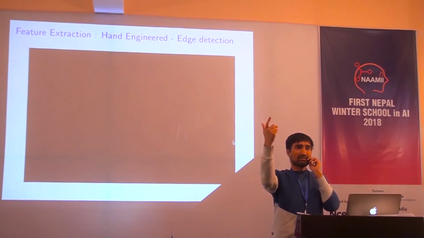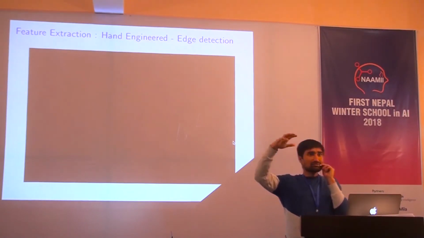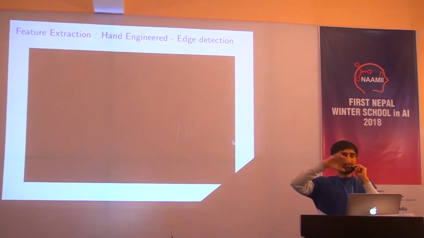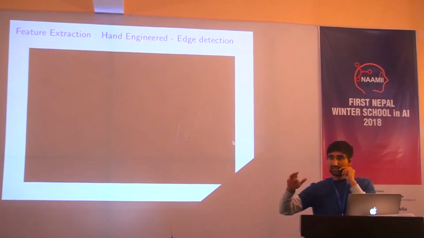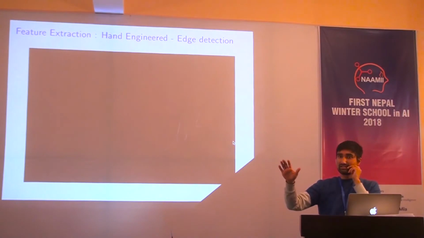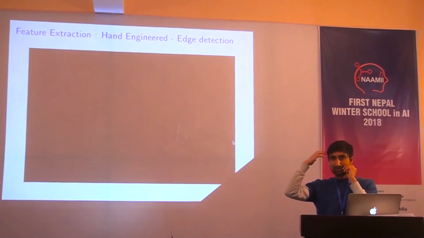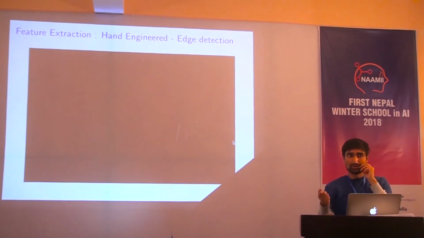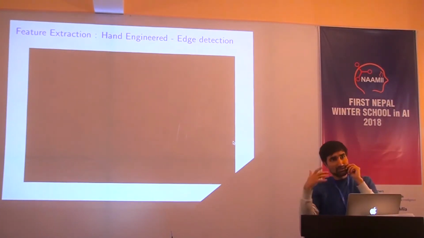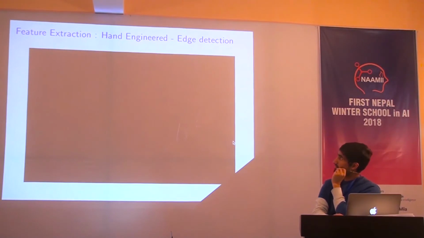Derivatives, gradients, right? Because we know derivatives are these mathematical structures with which we study the rate of change, right? And we know edges means there are changes in the pixel intensity. So why not use the derivative? We know derivatives, and this is the tool we want to use. So that's one way of coming up with these ideas.